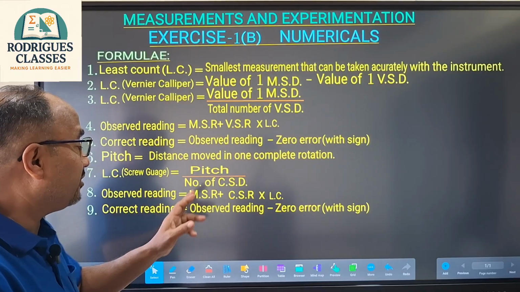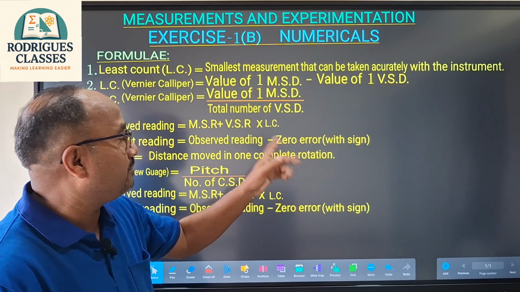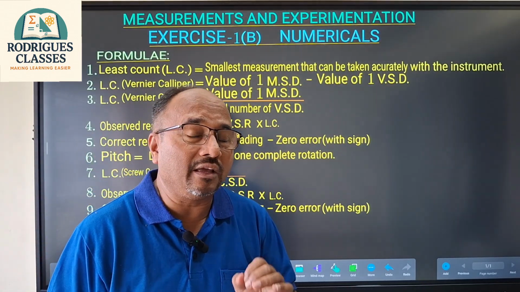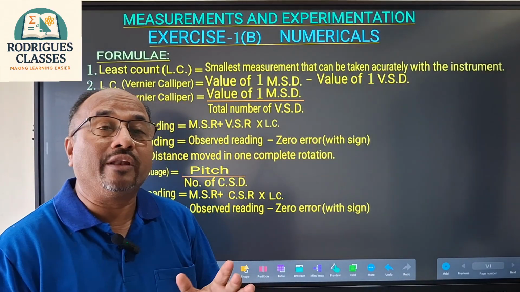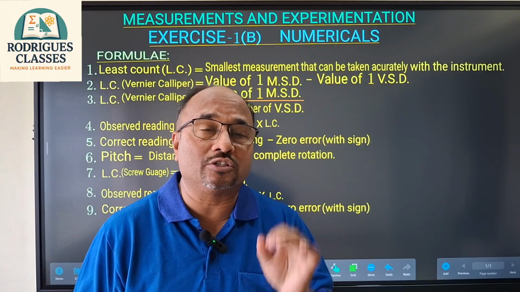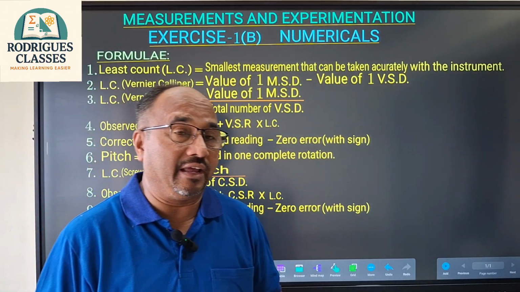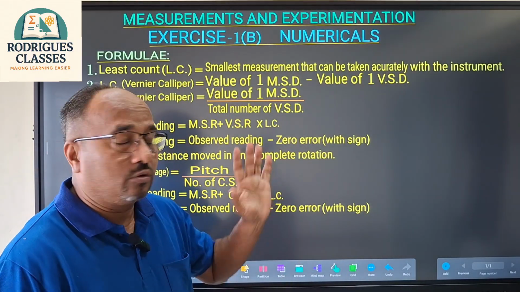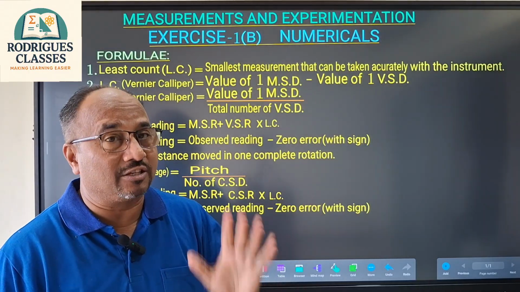Then the correct reading will be the observed reading minus the zero error, again with the sign. Same thing to be done as you do in the Vernier caliper. Now one thing I would like to tell you regarding the zero error. When we have a positive zero error and the second division is coinciding, we simply take 2 as the zero error.